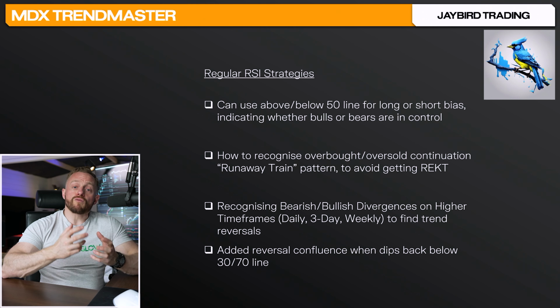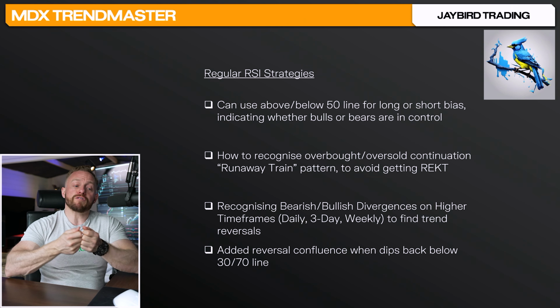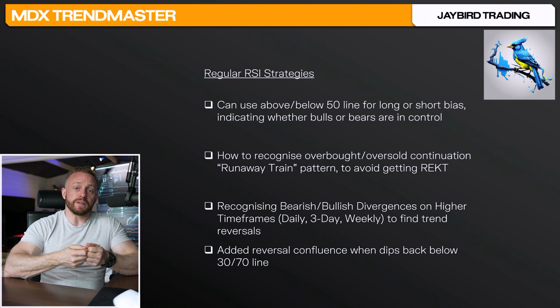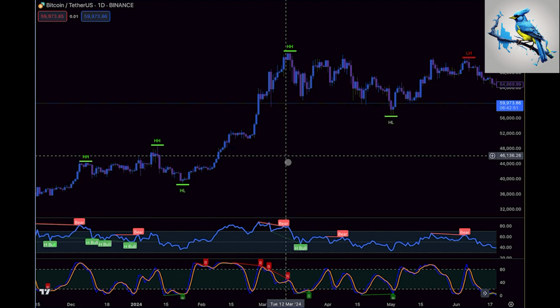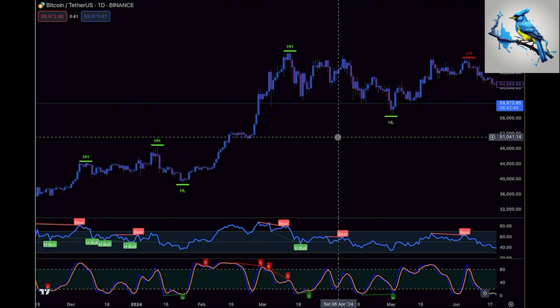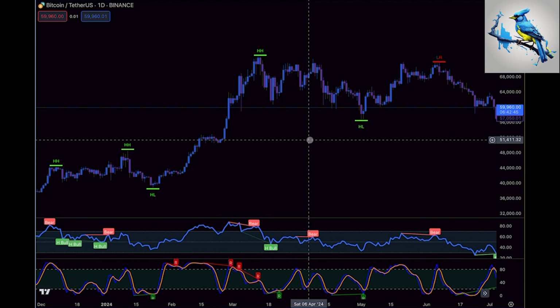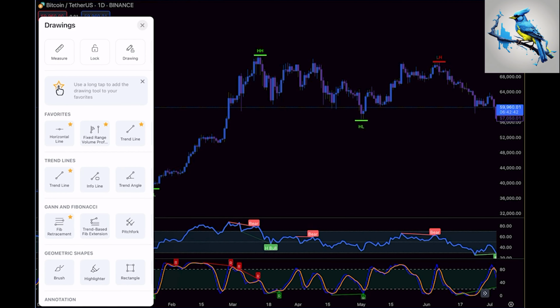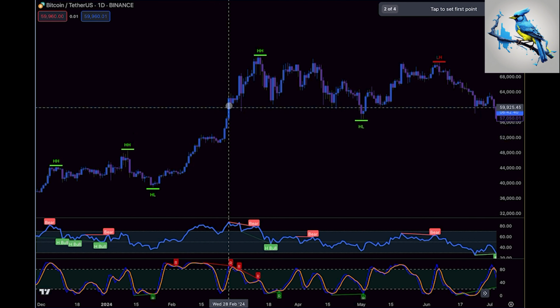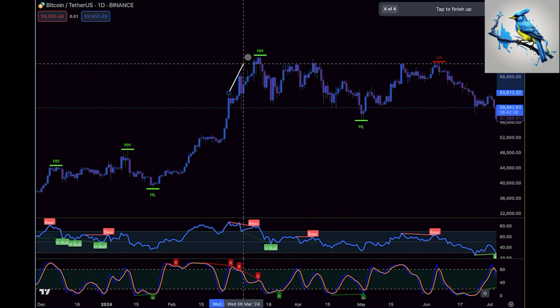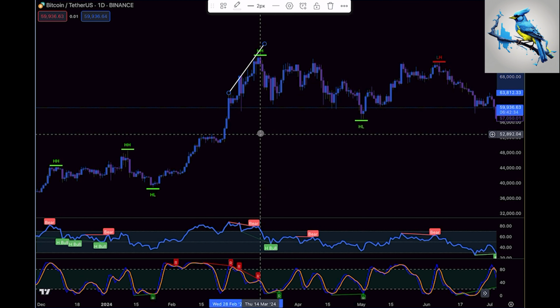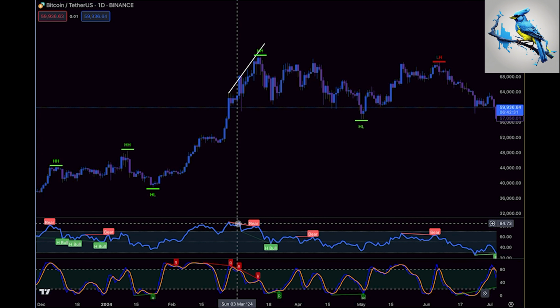The next regular RSI strategy is using those bullish or bearish divergences on the higher time frame to find good reversal trades, and then adding further confluence when the RSI line dips back below the 70 or back above that 30 line. So if anybody doesn't understand or know how to actually see what a divergence is, what you're looking for is you're looking for price to be making a higher high, like this one here. So there's your higher high. And then you're going to be looking for the RSI to be making lower lows.